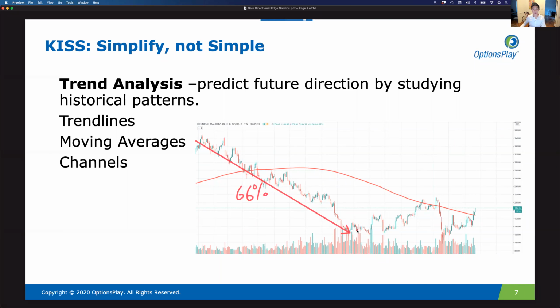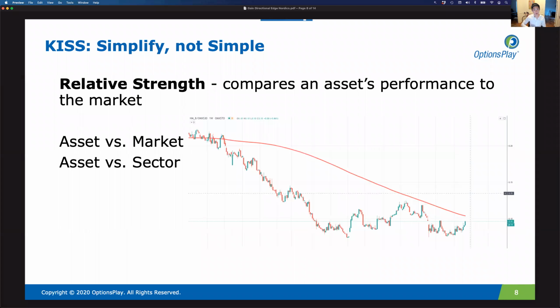But the question is, what if during that time, the market went down, let's say 80%? What if during that same time, the market went down 80%? That means that H&M actually, even though trending lower, is outperforming the broader markets. And that's an important thing to know, that if you just look at a chart of H&M, you don't get a sense for that. And that's why we always look at relative strength. We compare the asset to the broader markets.